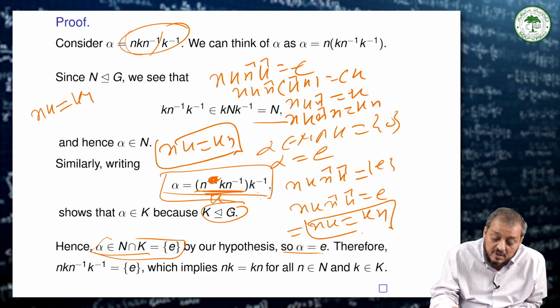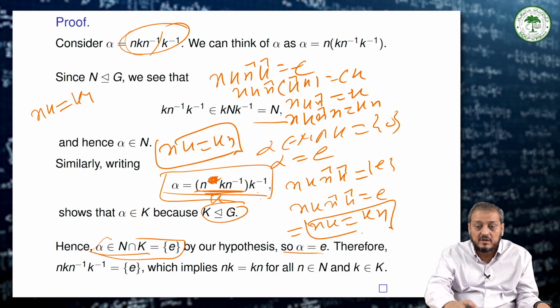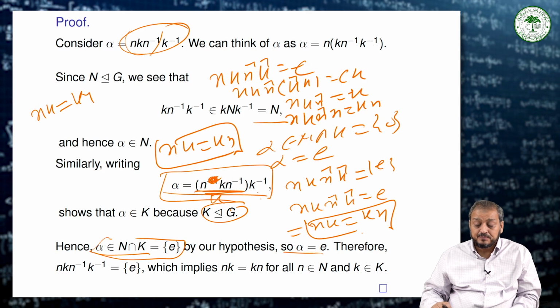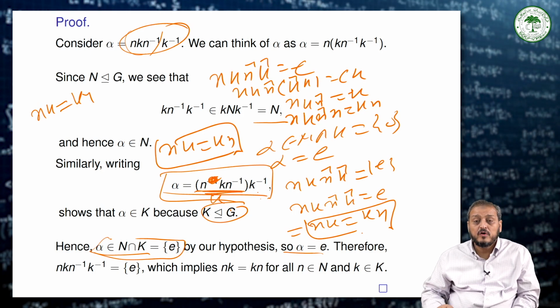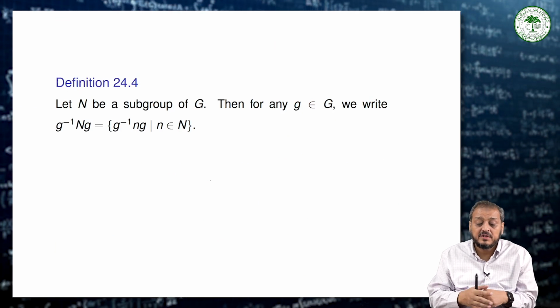This is by mistake putting the identity, inverse element, inverse into here. So this completes the proof of this theorem. Now we have a definition.